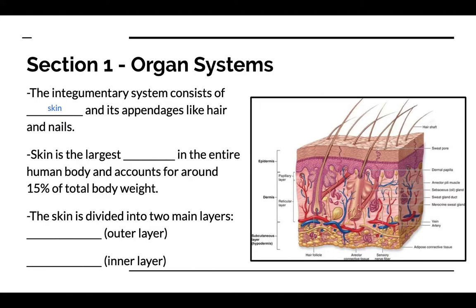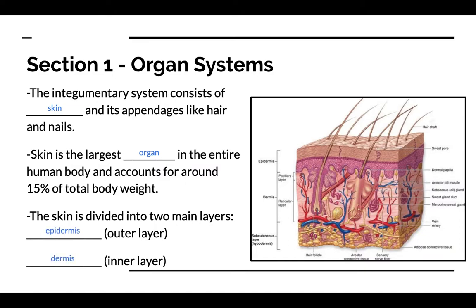So skin is actually the largest organ in the entire human body. It accounts for 15% of your total body weight. So if you do the math, it's pretty incredible to think about. And we have two primary layers that we're going to focus on in these notes. We're going to be talking about the epidermis and also the dermis.